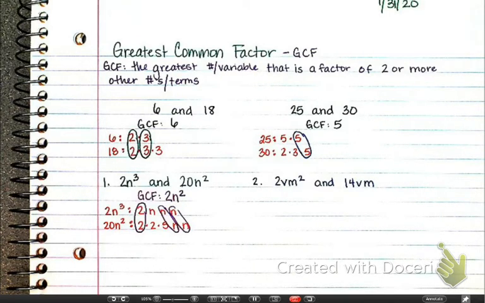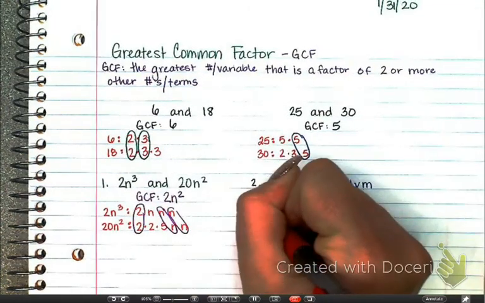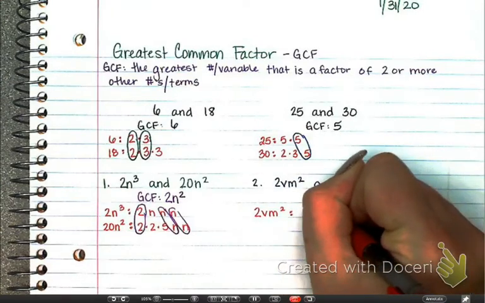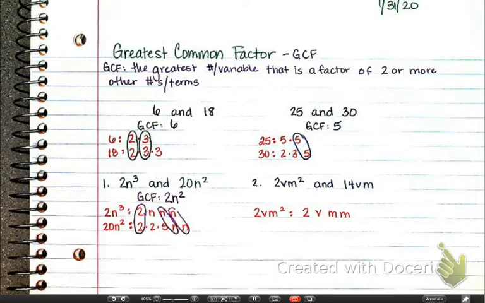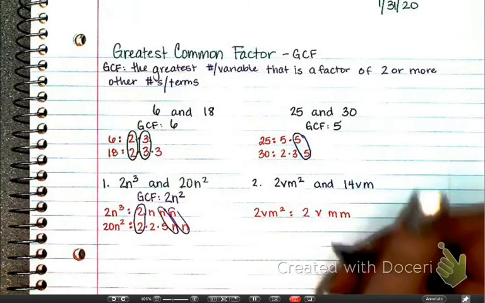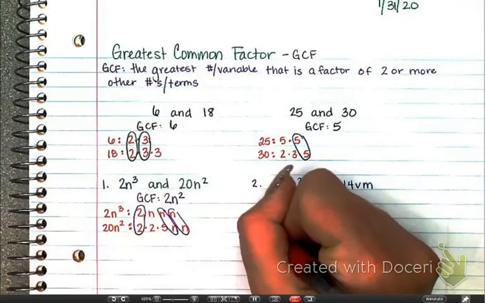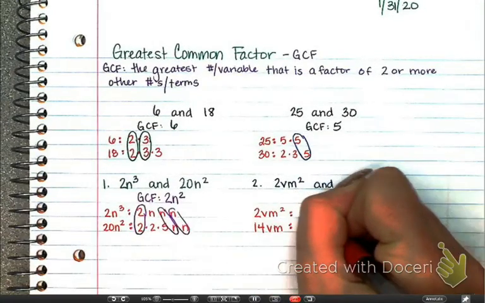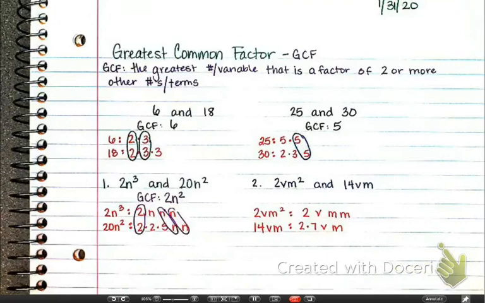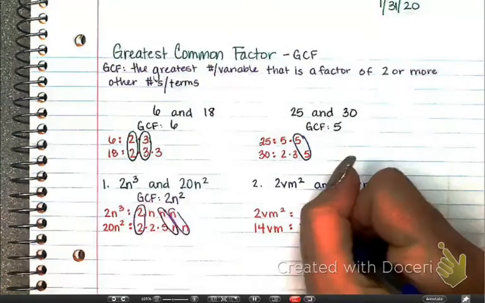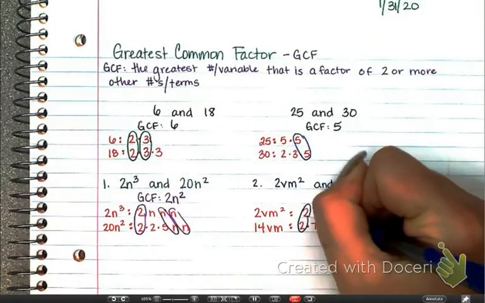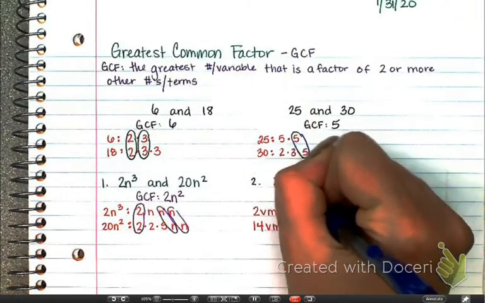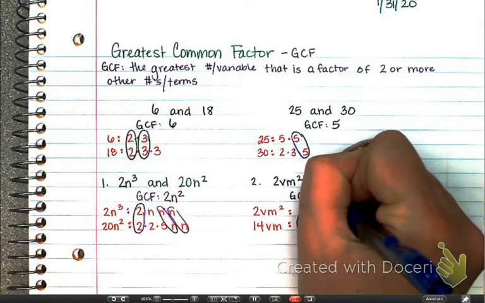So if I break down 2vm squared, I have a 2, I have a v, and I have 2 m's, right? Okay, I'm going to break down 14vm. 14 is 2 times 7. I have a v, and I have an m. What do we have in common? A 2, a v, and an m. So my GCF is 2vm.